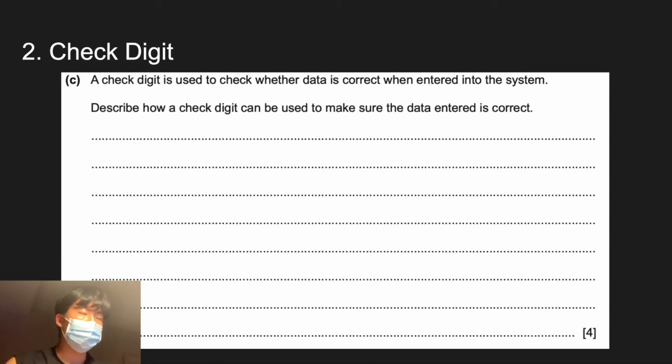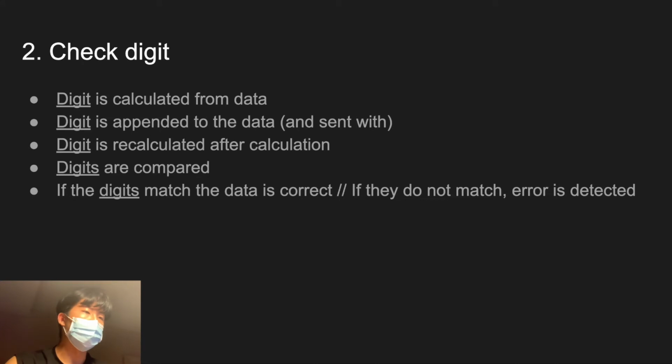The question, again, wants you to give an explanation of check digit. So the check digit is really similar to checksum, just the key term is digit in check digit. So just like the checksum, a digit instead of a value is calculated from data, and the digit is appended to the data and sent with the data. And after sending, the digit is recalculated and they are compared. If the digits match, the data is correct, and if they do not match, an error is detected. These are the points for the check digit explanation question.